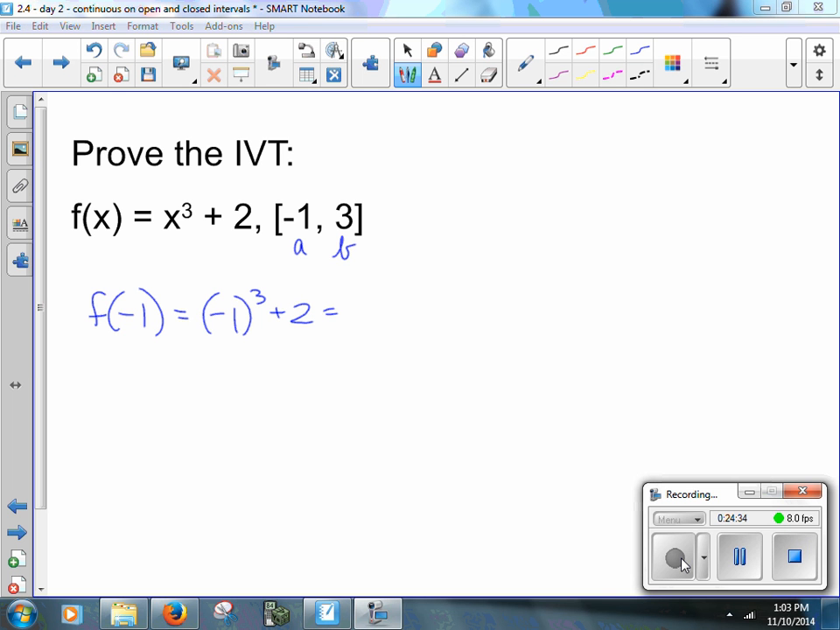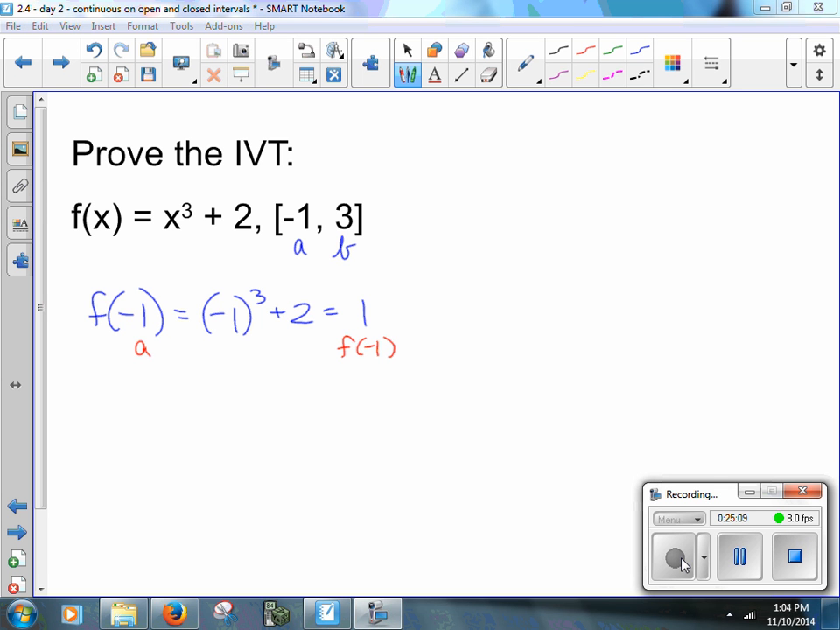What is -1 to the third power? It's -1. -1 times -1 is +1. +1 times -1 is -1. What's -1 plus 2? 1. So, the corresponding y value for a, f of -1, is 1, correct? Now, Lauren, we're going to do what you said in just a minute. We're going to go back and grab this in just a second.